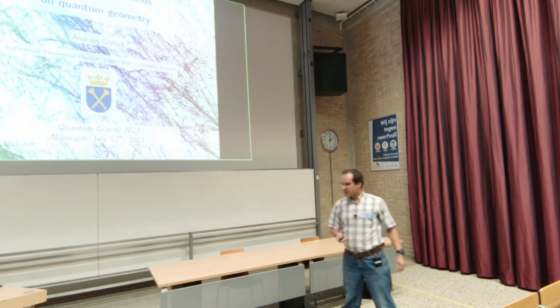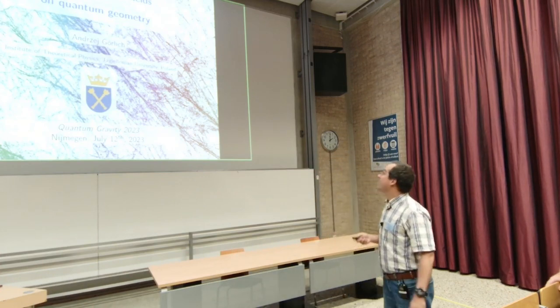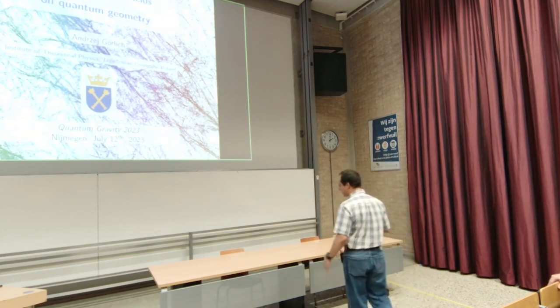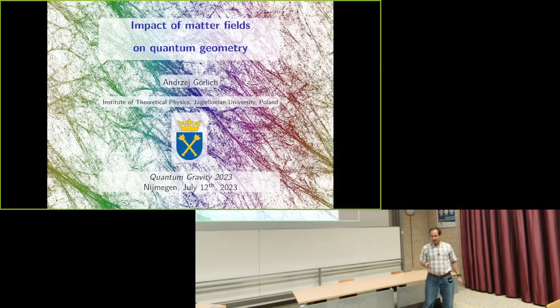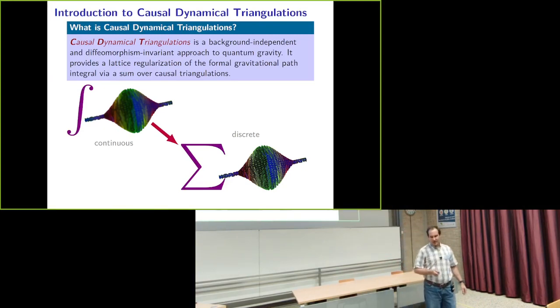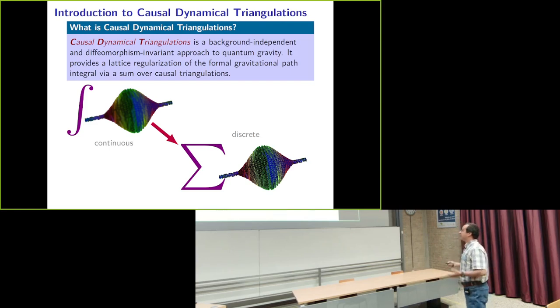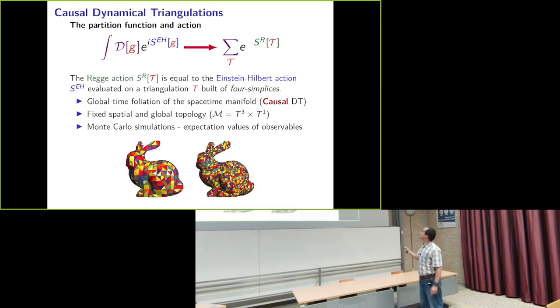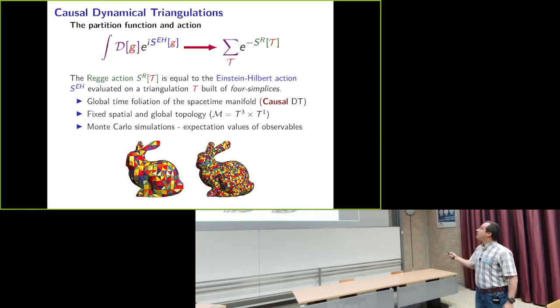I'd like to discuss the effect of matter fields on quantum geometry in an approach called causal dynamical triangulations. So I will start with a very short introduction. What it is. Causal dynamical triangulations is a background-independent, diffeomorphism-invariant and also non-perturbative approach to quantum gravity, and it provides a lattice regularization of the formal gravitational path integral. So it replaces it with a sum over triangulations.